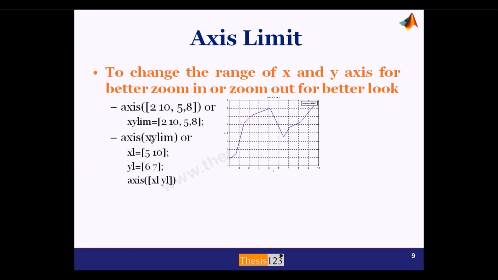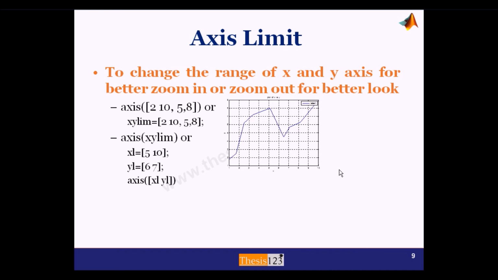Or otherwise you can also use xlim individually, and ylim, and then use axis of xl and yl. So like this you can represent the portion you want to show, or you can show 3 to 7 like that. So you can zoom in or zoom out, or you can also do -10 to 15 like that, so it will compress. When you want to show your graph clearly, you use the axis limit.